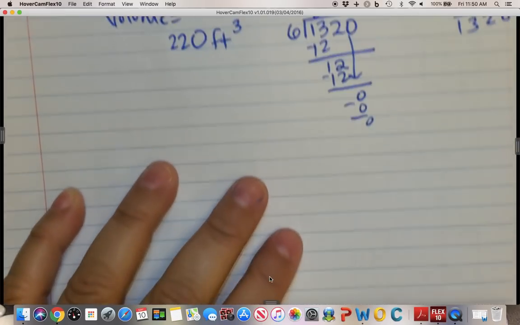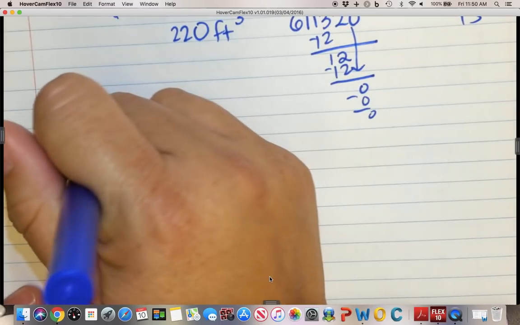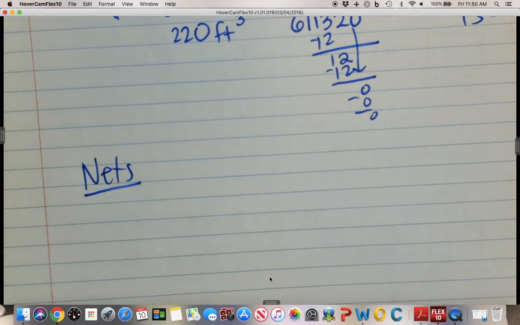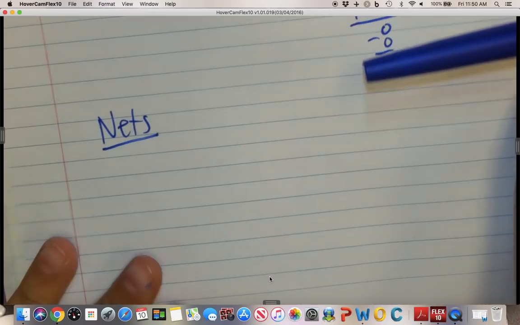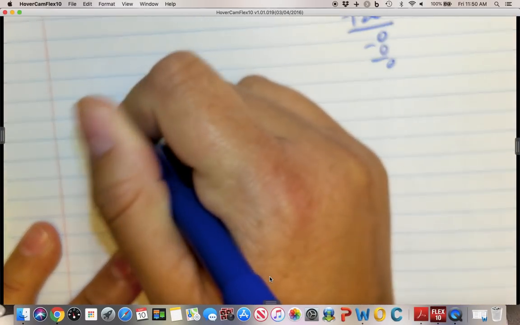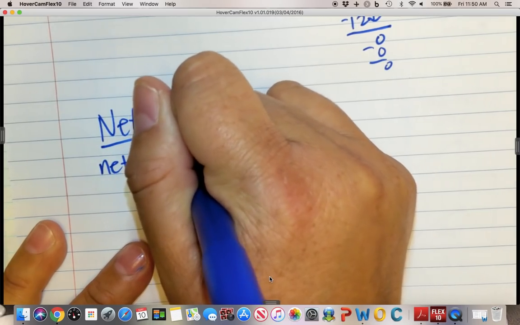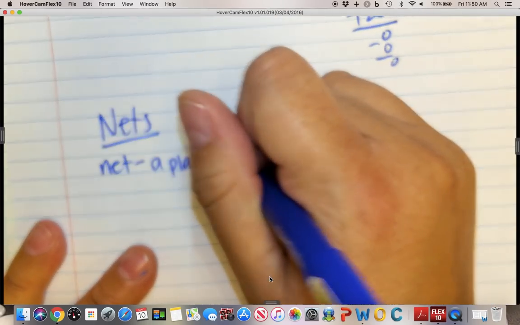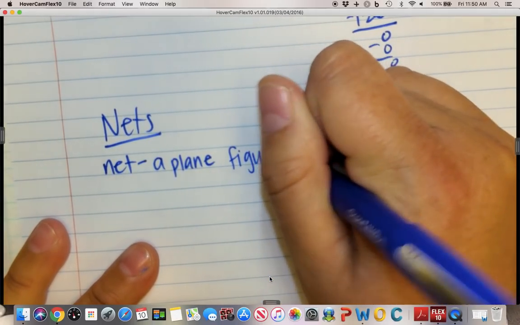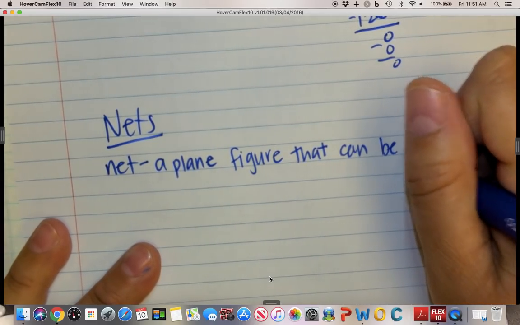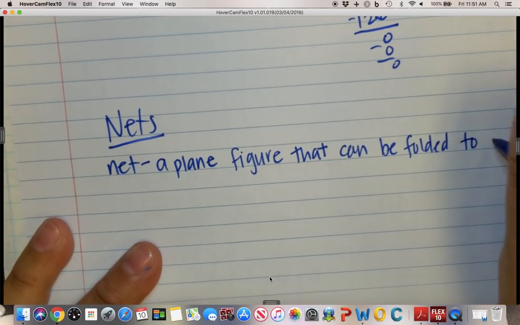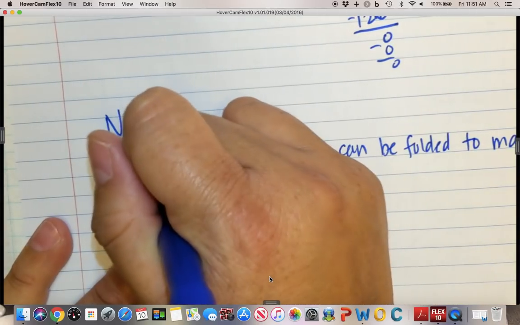Okay, so that is our volume, and now real quickly I'm going to show you nets. And you've probably seen nets before, but I just want you to have an idea because you might have a problem that asks you about a net. And a net is just, let me define it for you, a plane, P-L-A-N-E, figure that can be folded to make a solid.